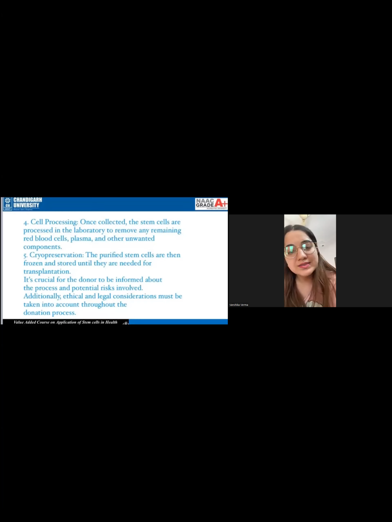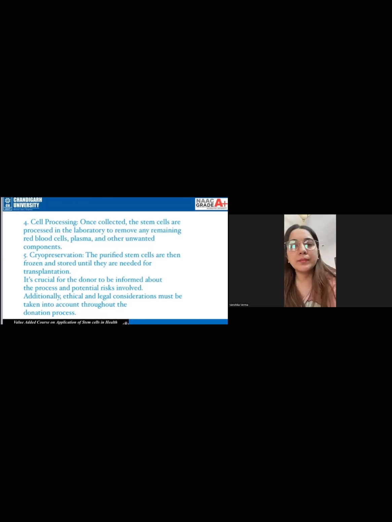The purified stem cells are then frozen and stored until they are needed for the transplantation. For example, if I am a person and I have donated the stem cells, now this will be the preservation time, where till the time the person needs them, the storage will be frozen.